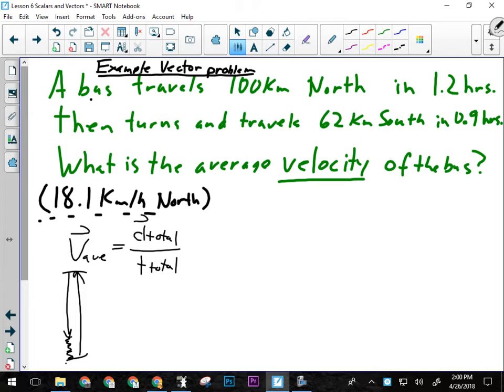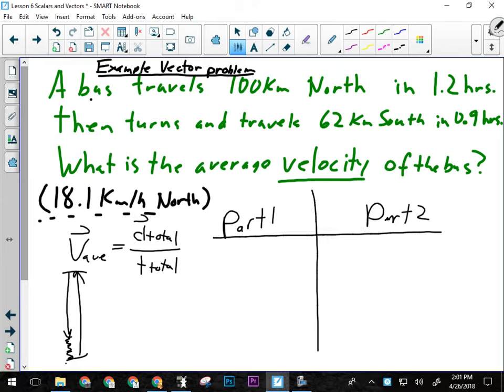Everybody follow me on that? Can I figure out from this information how far that is? Yeah. Then I'll have the total displacement for the whole trip. The other thing I need is the total time for the whole trip. And can I find that? So what we want to do here is break this up into the two parts, just so we have the givens written down for each part. So part one and part two.